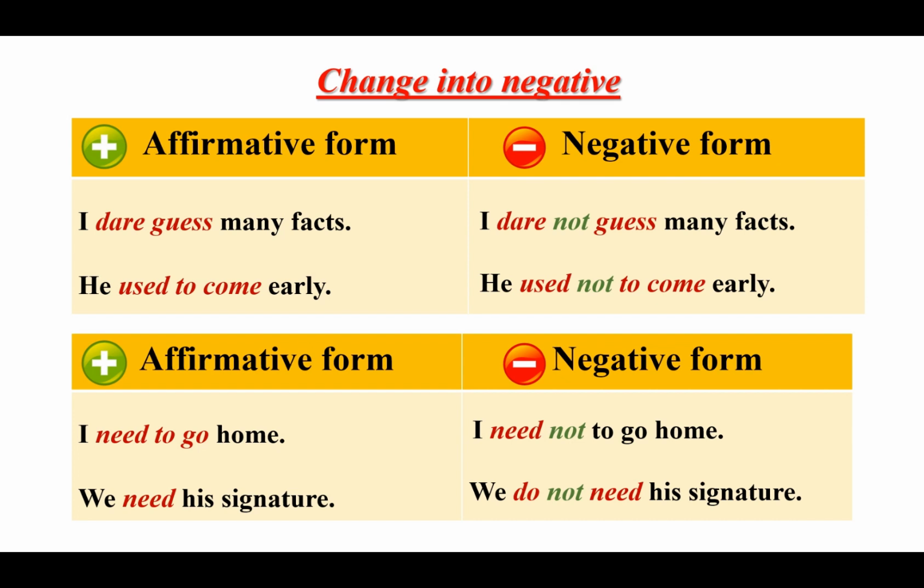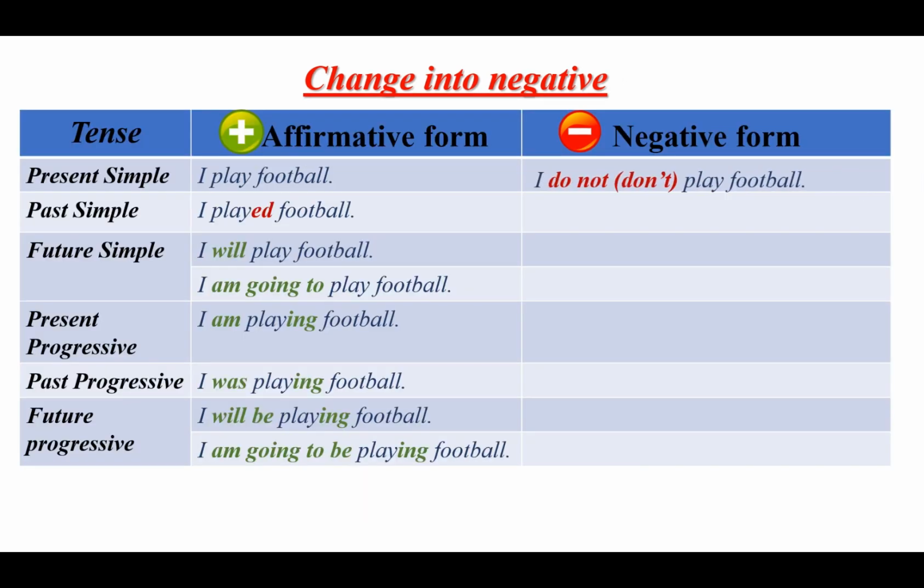In this example, there is no auxiliary verb, so we have to add one. We have just the main verb, which is need. When forming the negative, I would say, we do not need his signature. Try to take note of the following examples.